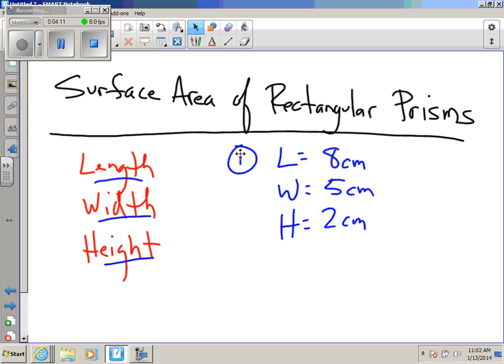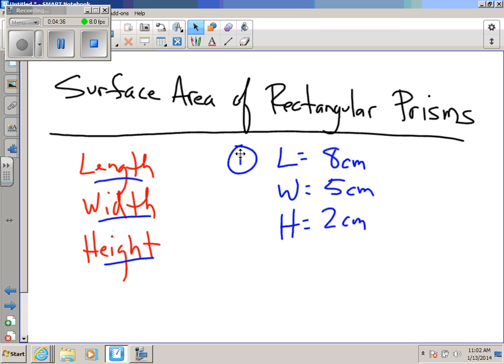Okay? Now, understand this. It doesn't really matter. If I want to have it 5, 2, 8, that's fine. As long as all 3 of the measurements are represented, that's okay. If you want to just put them in whatever place you want without trying to figure it out, it's fine, because the formula we use is going to take care of itself.